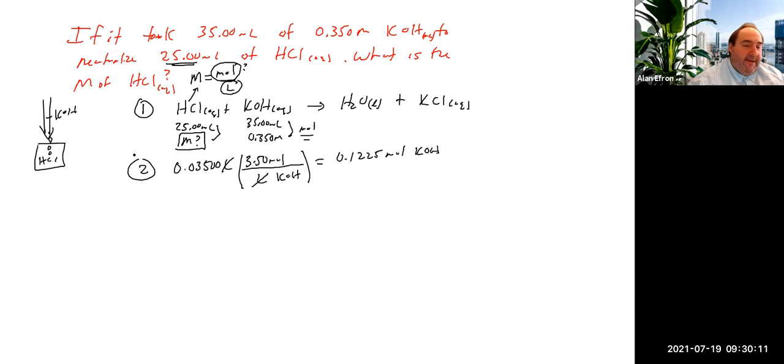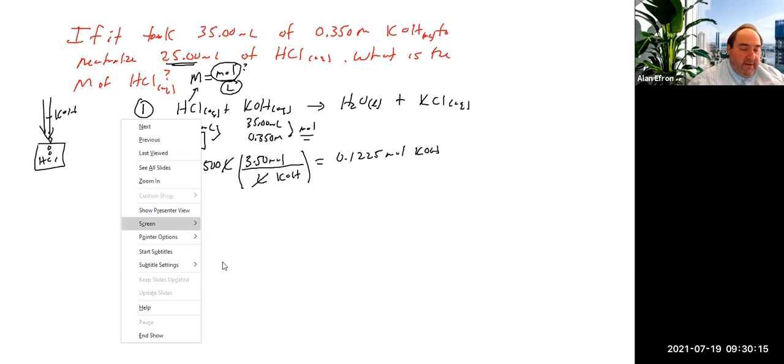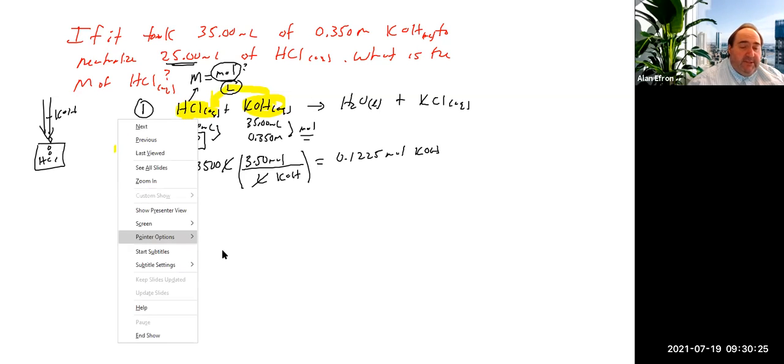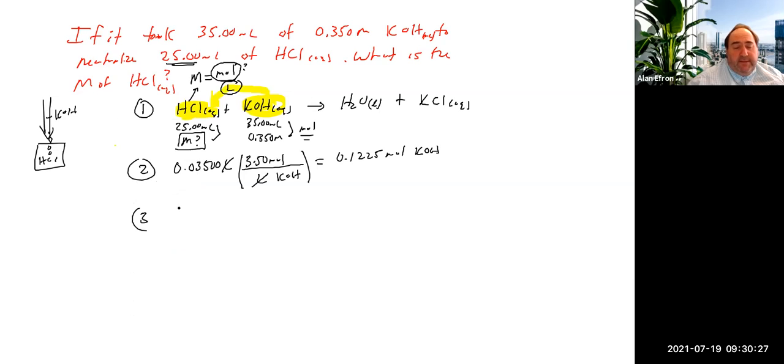KOH. Again, we're not really interested in KOH. We do want to go from KOH to HCl. So that is where the third step comes in, our mole to mole relationship. Third step is our mole to mole. In this particular case, for every 1 mole of HCl, we get 1 mole of KOH. That makes it fairly simple here.